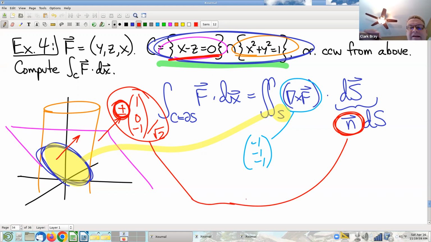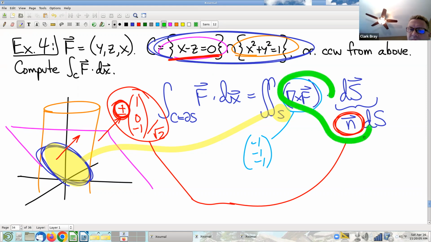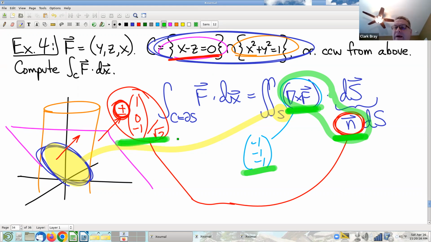And so notice then, when I do this dot product, when I dot the curl with my normal vector, the dot product is 0, independent of the plus or minus, right? And so whether the orientation is this way or that way, in this case, doesn't matter. The answer is just 0.